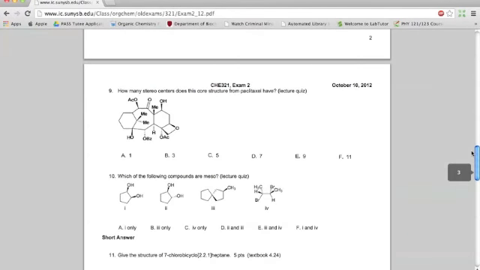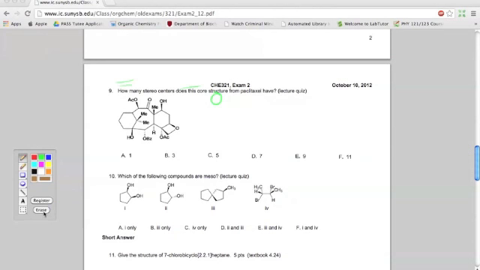How many stereocenters does this core structure have? So you're literally just going to count the stereocenters. So 1, 2, 3, 4, 5, 6, 7, 8, 9. So that is 9 stereocenters.